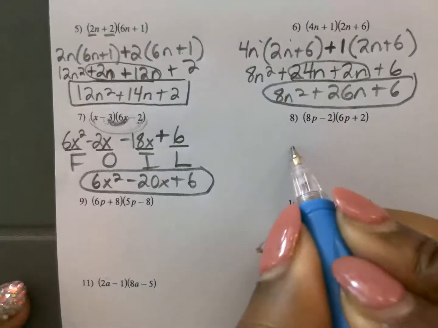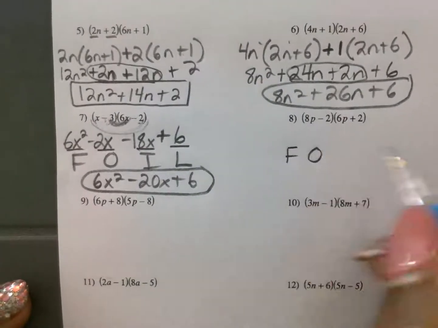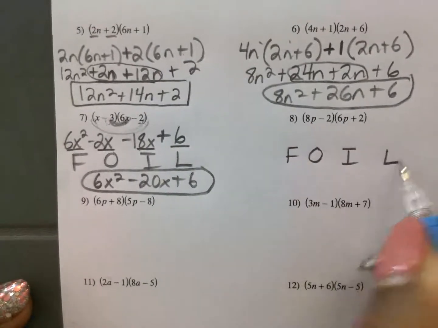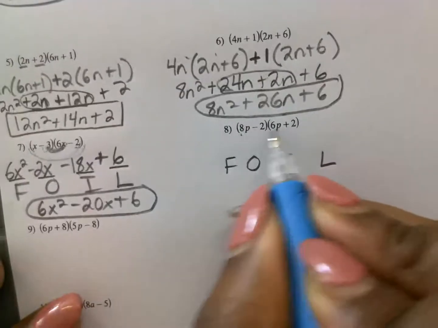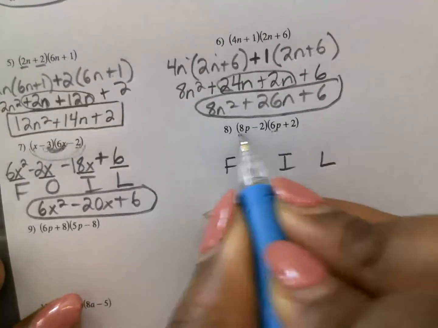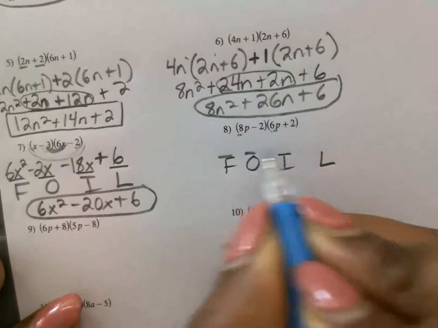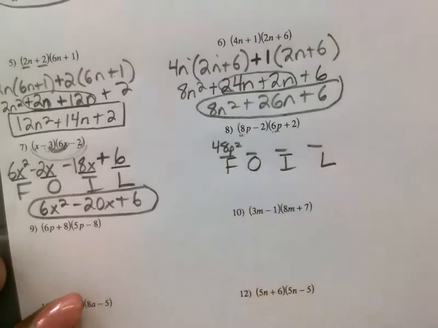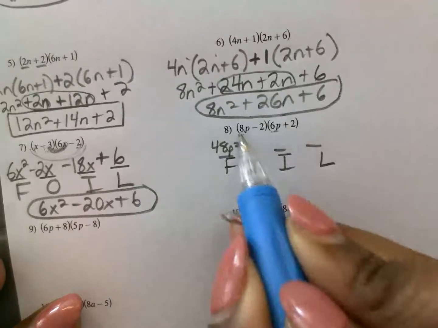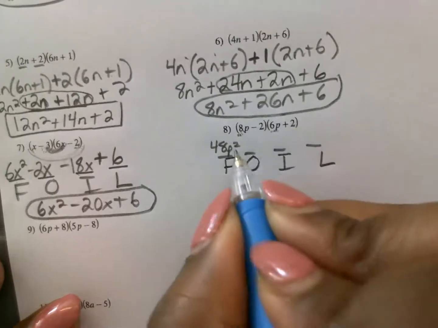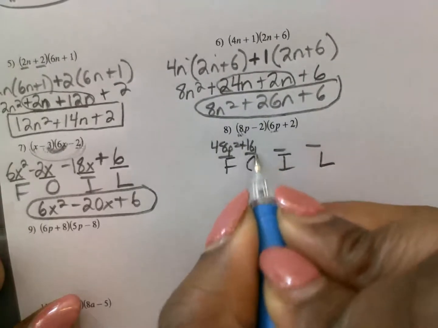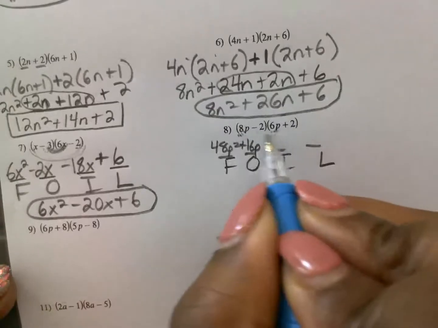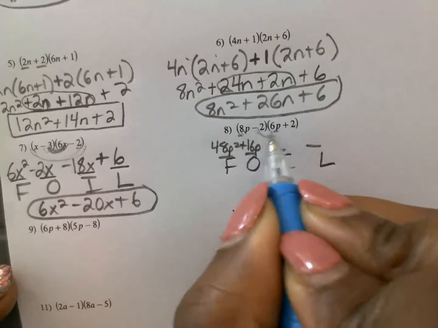FOIL: first, outer, inner, last. First, these 2 first numbers, multiply those together. What do you get? 48p squared. Good job, Jerry. Outer, these 2 on the ends. What do you get? Positive 16p. Inner, the 2 in the middle. What do you get? Negative 12p.